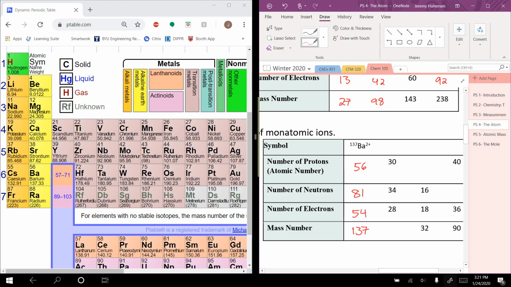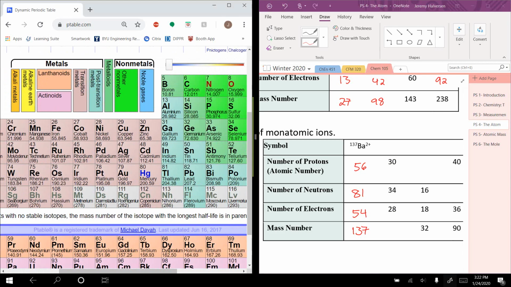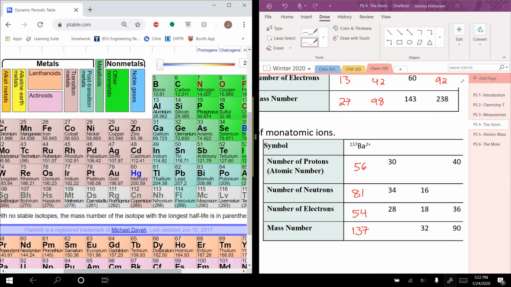And because it's 2 plus, we're missing 2 electrons, so we must have 54. 30 protons will be calcium, with 34 neutrons, gives us a mass number of 64. Oh, wait, calcium's 20 protons. 30 protons is not calcium, it is zinc. With 34 neutrons gives me a mass number of 64. 30 protons, 28 electrons, means that we have a charge of 2 plus.